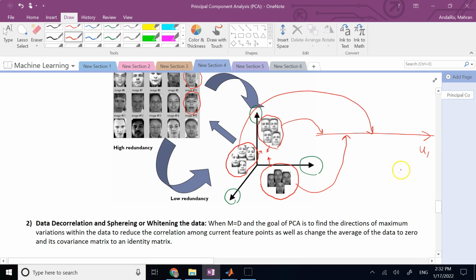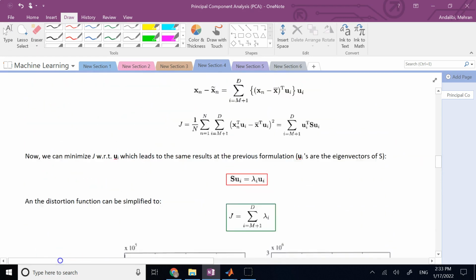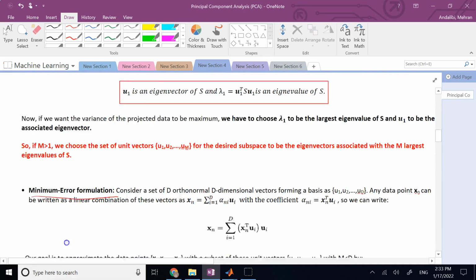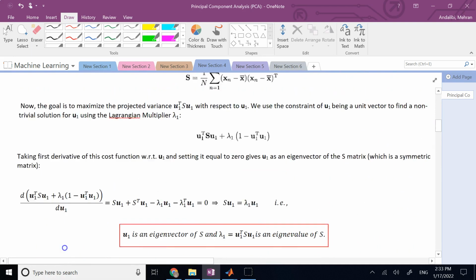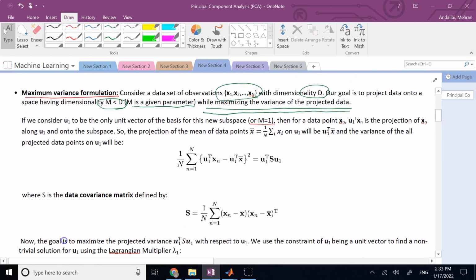Let's just assume m is equal to 1. Here m is definitely what? 3. So what do I do? First, how do I do the projection? That's very clear. The projection of data point xn is going to be u1 transpose times xn, just like I told you, correct? That's the projection of that.